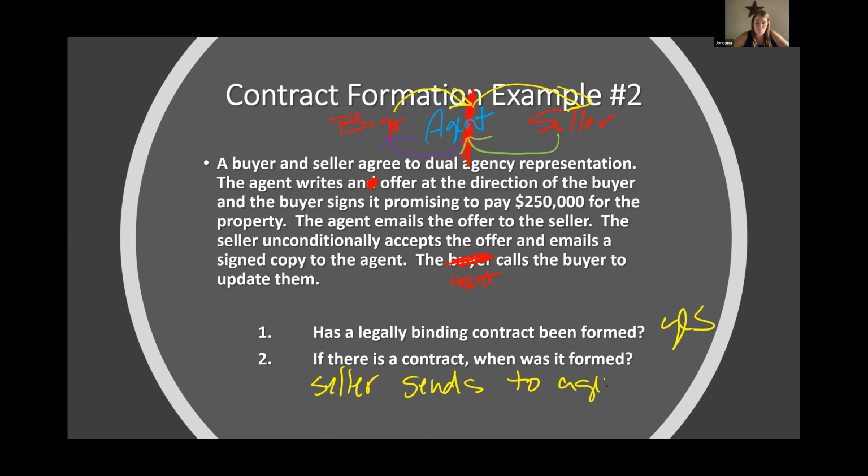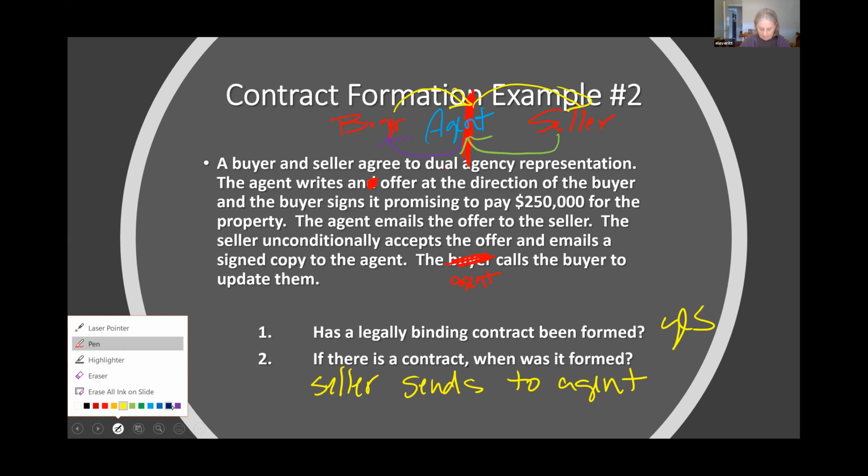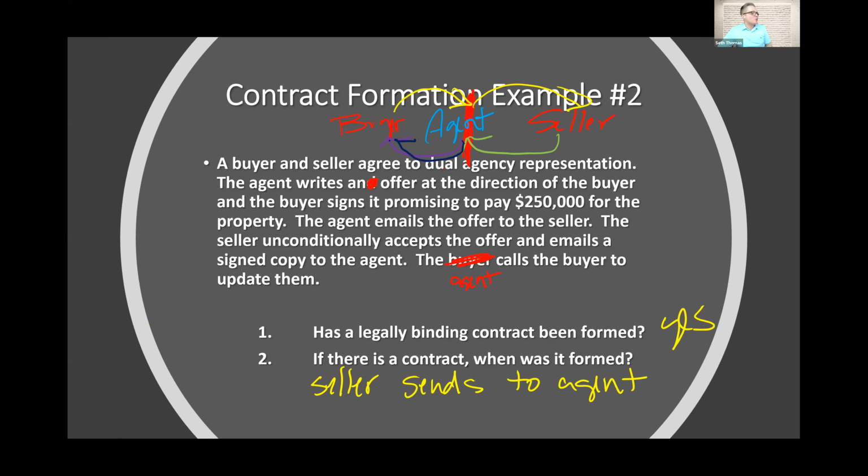But there is no purple line. Am I clear? Somebody was talking about a purple line. There is a purple line. It's hard to see. It's the one from the agent to the buyer. Oh, I see it. See that one now. All right. Does everybody see why it's the green line that is when the contract is formed here? Because in this case, because it's dual agency, the agent is on both sides. Everybody all right with that? Yes.